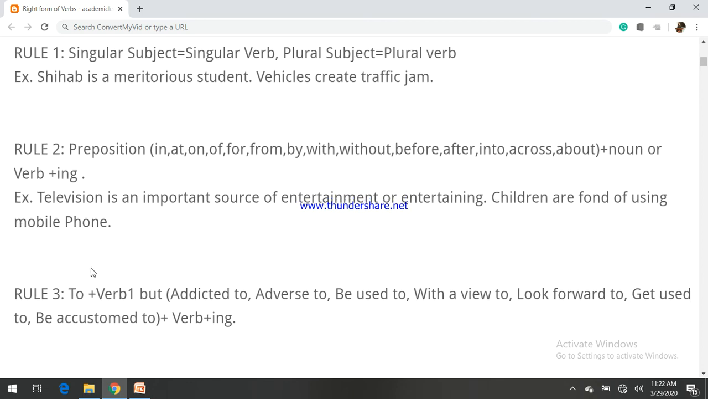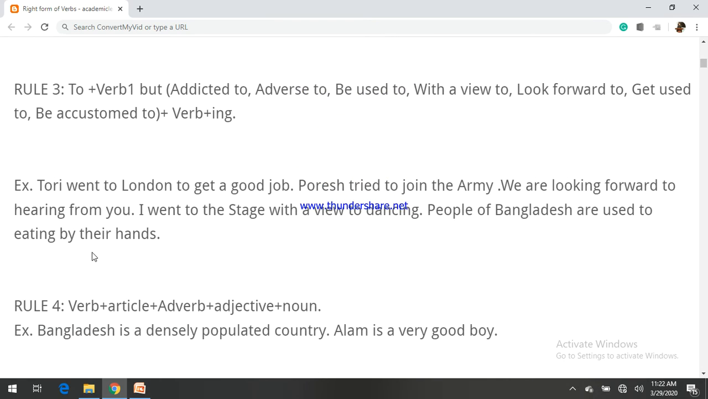Rule 3. Let's see rule 3 here. Just pay your attention. Here, to plus verb 1. That means after normal to we have to use verb 1. Okay, that means to plus verb 1. In English, this is called infinitive. To plus verb 1 is called infinitive in English grammar.